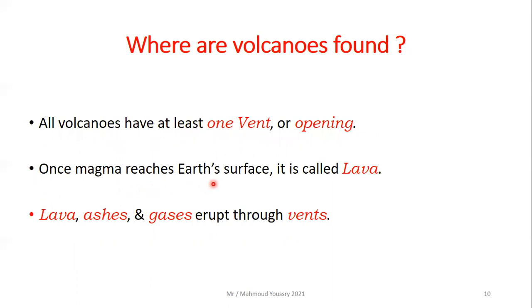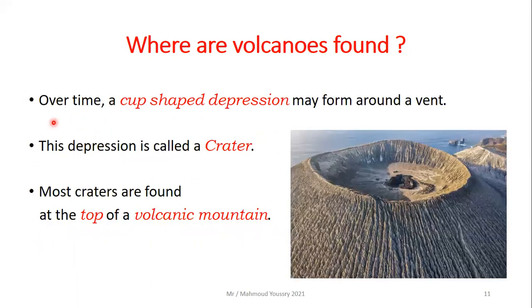Once magma reaches Earth's surface, it is called lava. So when you can see the lava with your own eyes on the top of the volcano, this is lava, not magma. Magma is deep inside the Earth's layers. Lava, ashes, and gases erupt through vents as well.